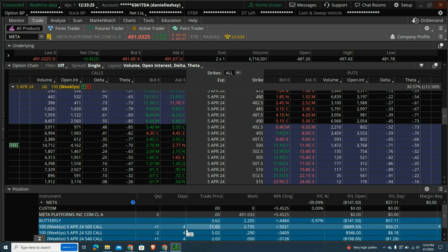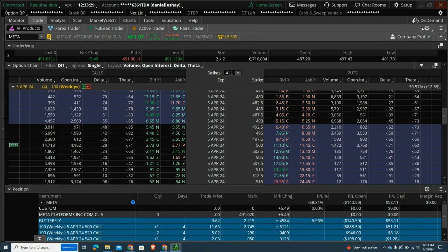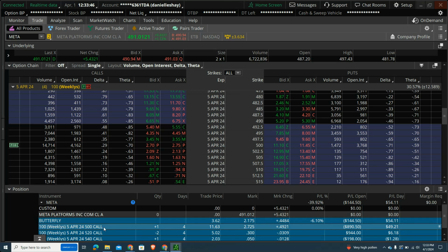If you look at what is possible by this week, you can see that there's a $12 expected move. So let's pretend that Meta moved directly higher, $12. It's trading at like what, 503, 504. If that happened, this butterfly would be pretty much exactly break even because this is a 500, 520, 540 butterfly.